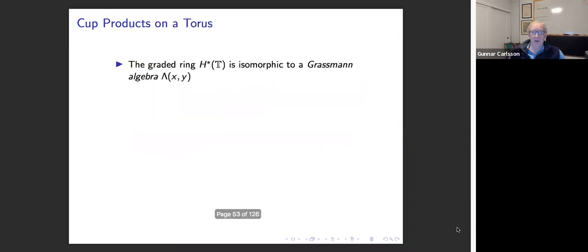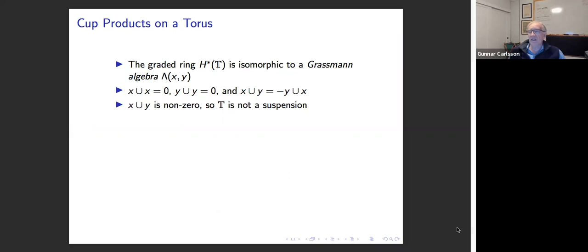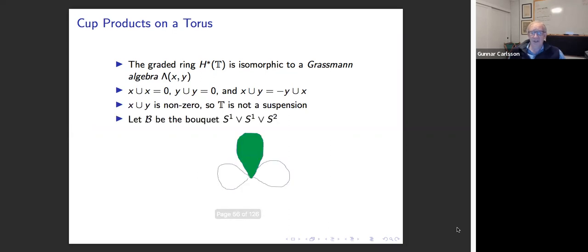So the torus gives an example, because the graded ring cohomology of T is isomorphic to a Grassmann algebra here. A Grassmann algebra means that x times y is non-zero, and x times y is minus y times x. But of course the squares, the cup product squares, are still 0. So notice this is quite different from the suspension case, where you could not have x cup y being non-zero. So that tells us T is not a suspension, and in particular this bouquet here could not be the same as T, because its cup products are all trivial.